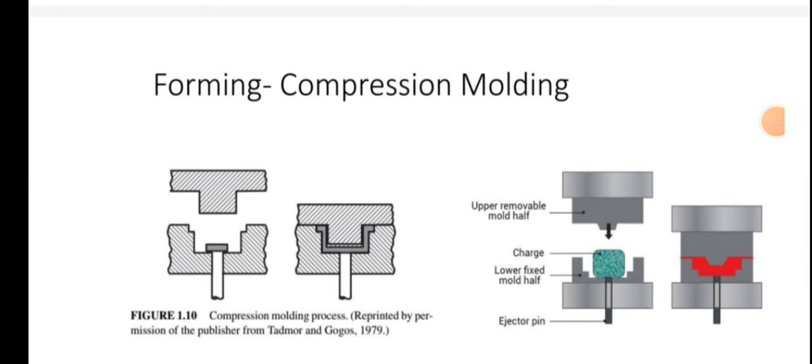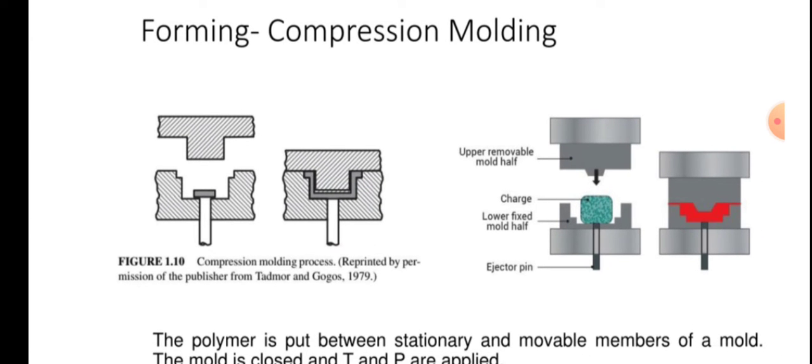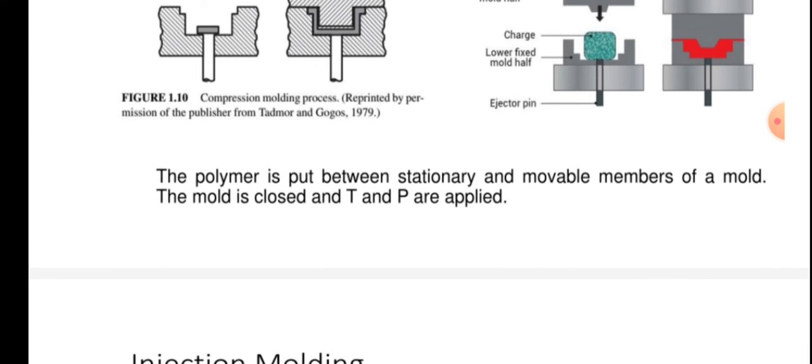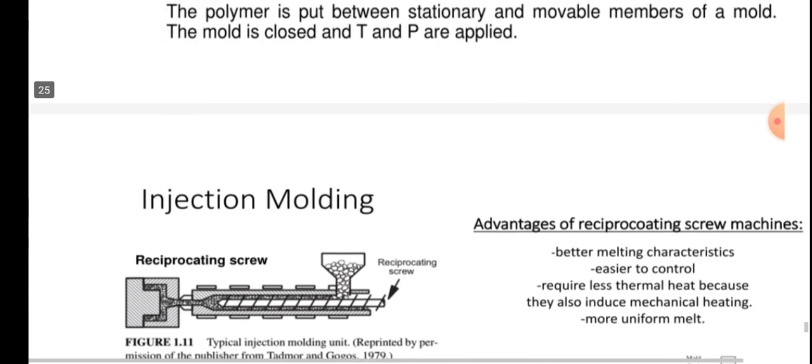Now we will see forming, compression molding. The compression molding process is given in the figure. Upper removable mold half is given, charge is given, lower fixed mold half is given, ejector pin is given. The polymer is put between stationary and movable members of the mold and the mold is closed and temperature and pressure are applied.